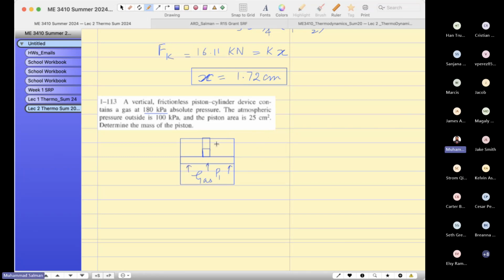The atmospheric pressure outside is given. The piston area is 25 centimeter square. Determine the mass of the piston.